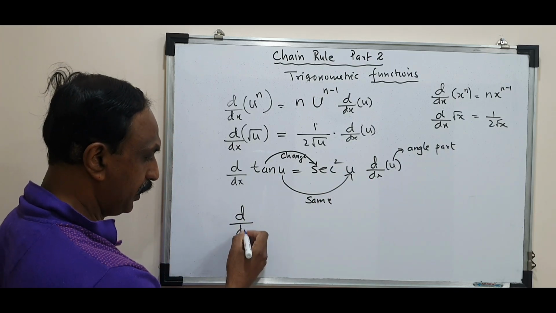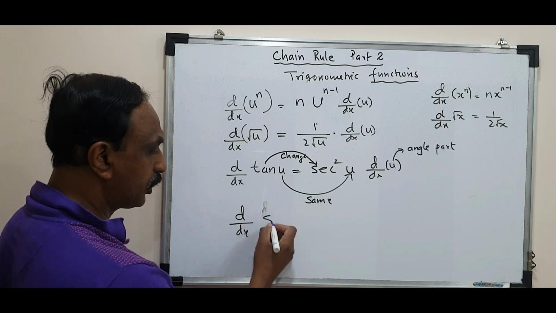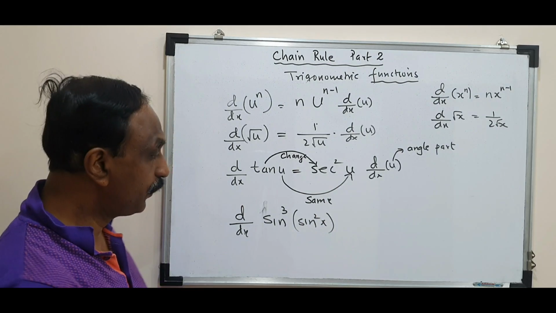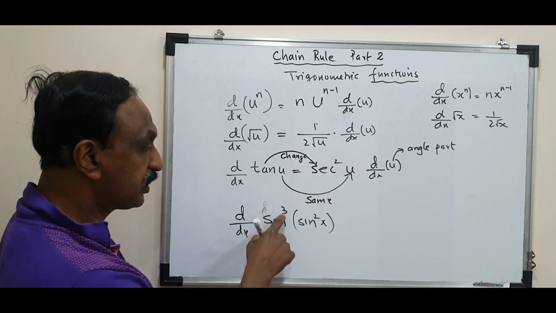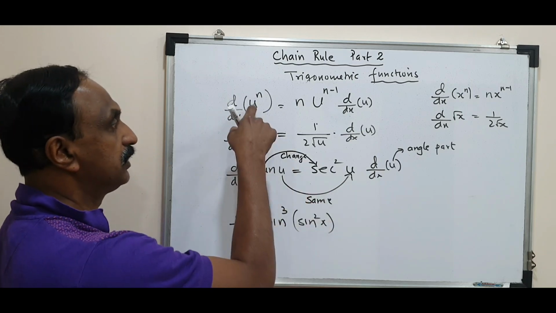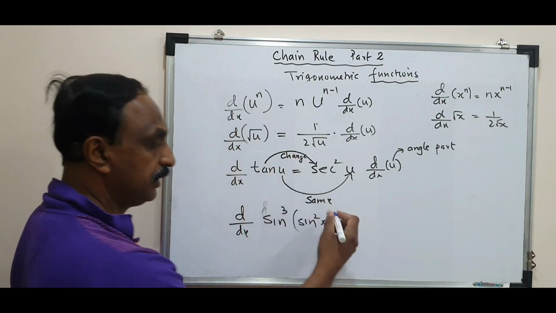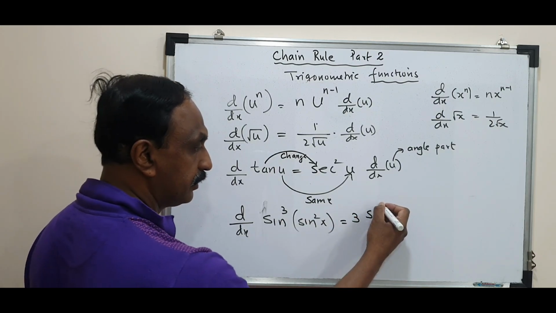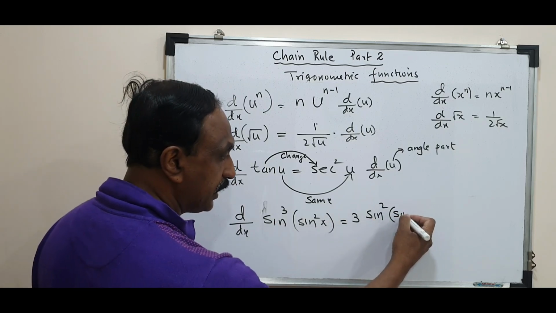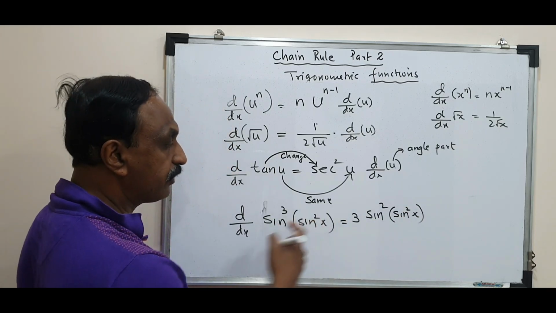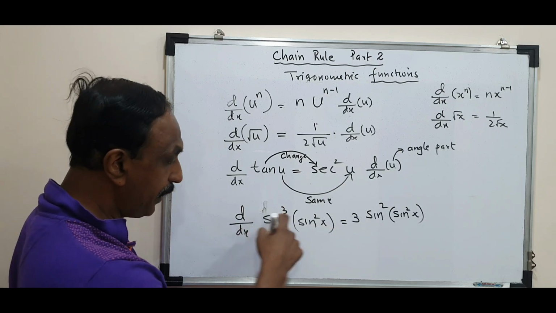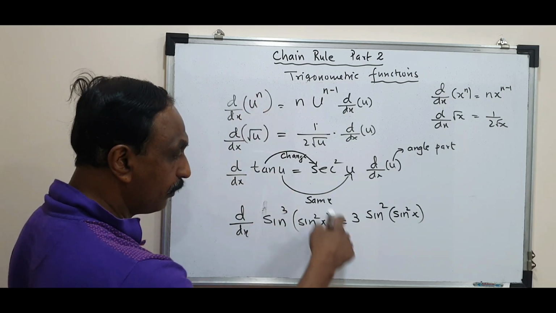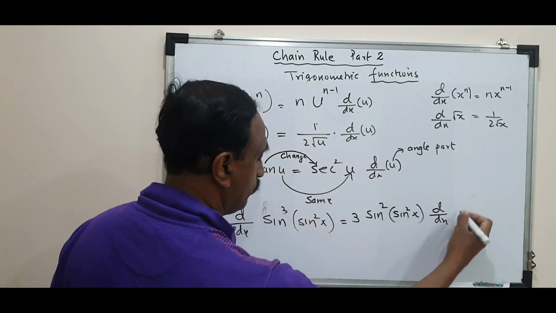D by dx of, let's say, sine cube of sine square x. Now you are confused. Which method to apply? You are saying cube. Cube means whole cube. That means power rule. So what will be the method? Start from the power 3 sine square, no change in the angle, into the derivative of the base. What is the power here? 3 is the power. What is the base? This whole thing is the base. U raised to n. What is u? Whatever the whole base is. So the derivative of the base.